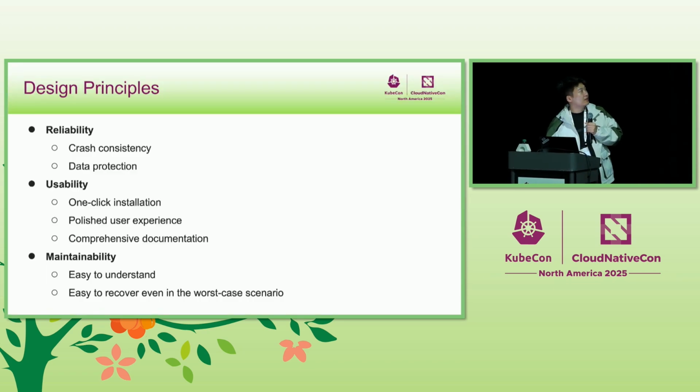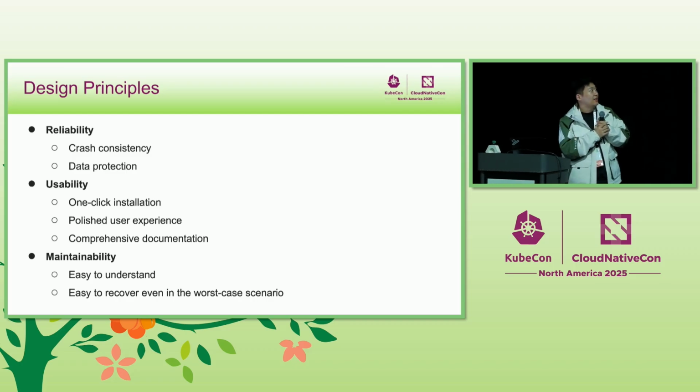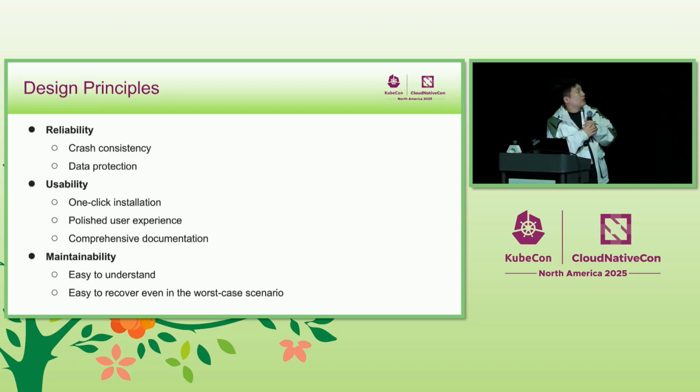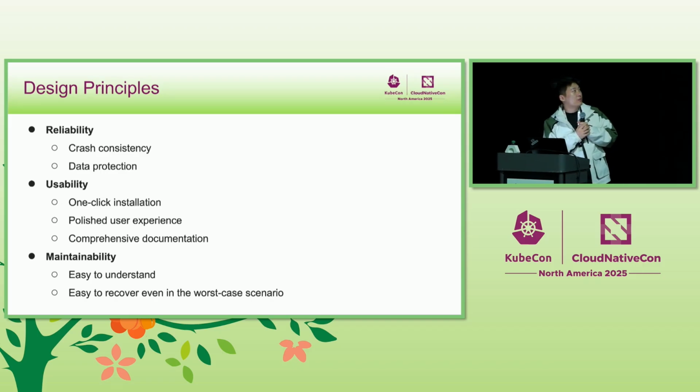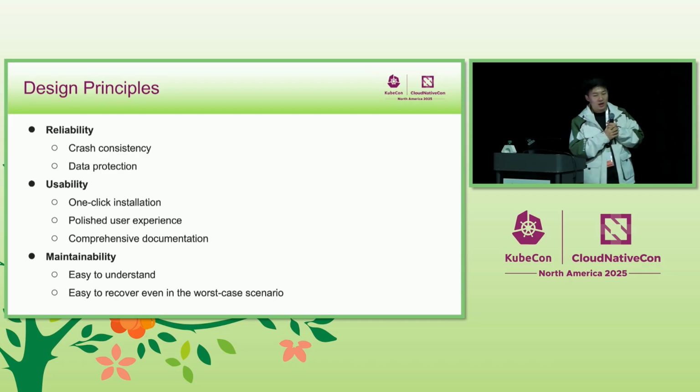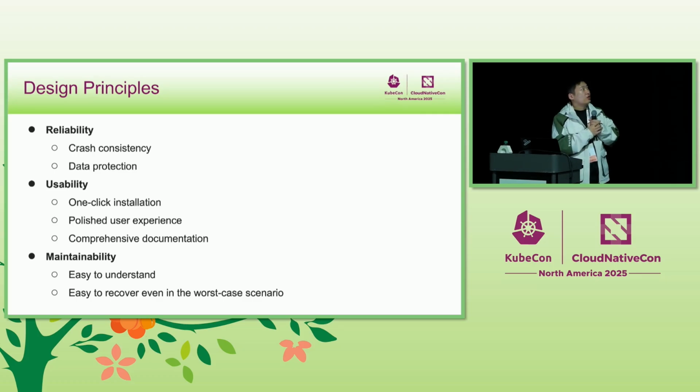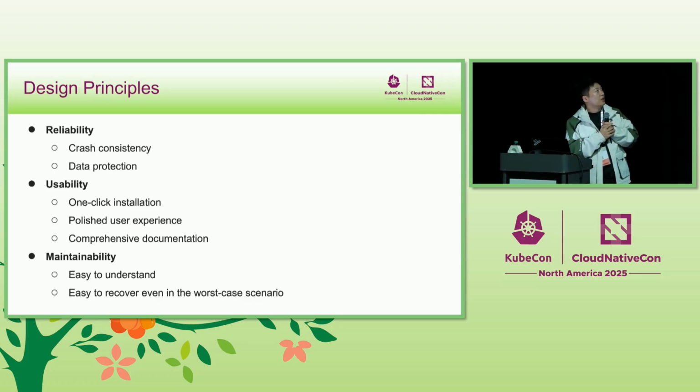Okay, then let's talk more about the tech detail for this project. So first, there are 3 main design principles in the Longhorn system. First, reliability. That's the most important thing for a storage solution. Since Longhorn is a block storage solution, we will follow crash consistency with a bunch of data protection mechanisms. We will introduce this later.